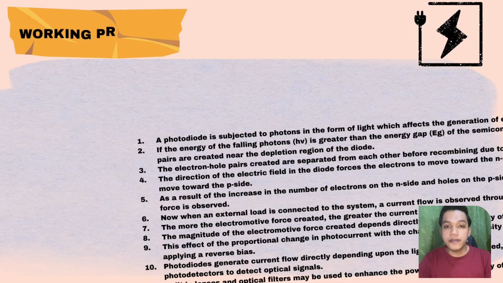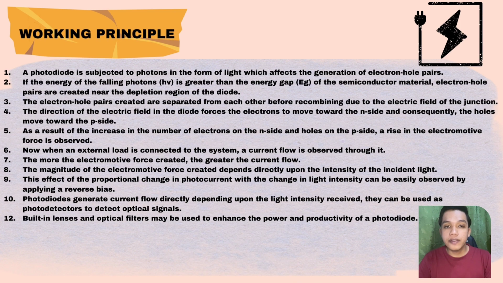Okay, the principle. A photodiode is subject to photons in the form of light, which affect the generation of electron-hole pairs. The energy of the incident photon is greater than the energy gap of the semiconductor material. Electron-hole pairs occur near the depletion region of the diode. The electron of a pair creates a spread from its origin before it combines, due to the electric field of the junction. The direction of the electric field in the diode forces the electrons to move toward the N side and, consequently, the holes move toward the P side.